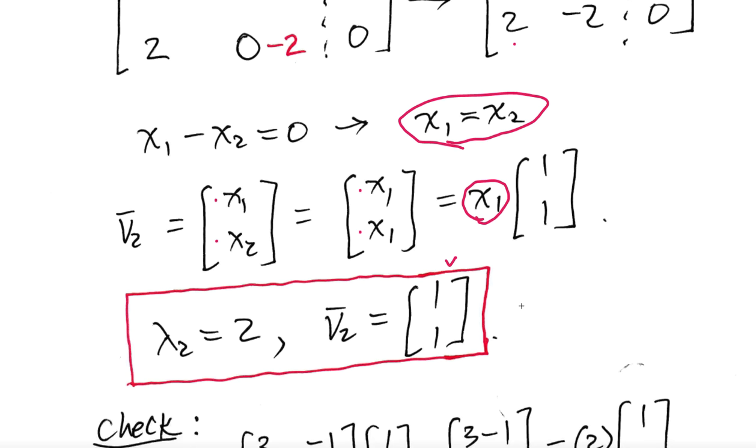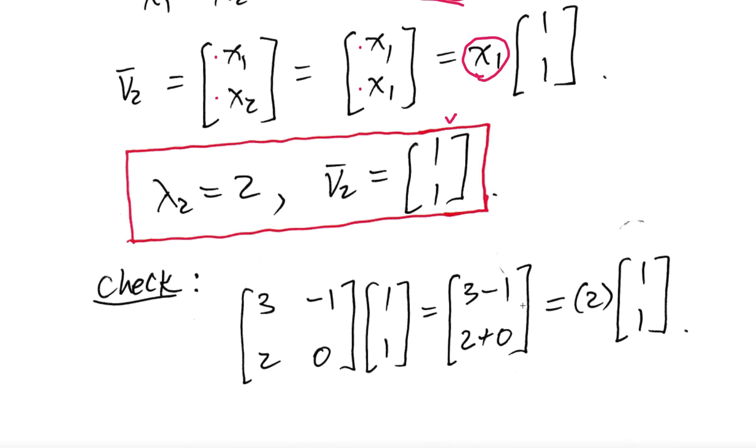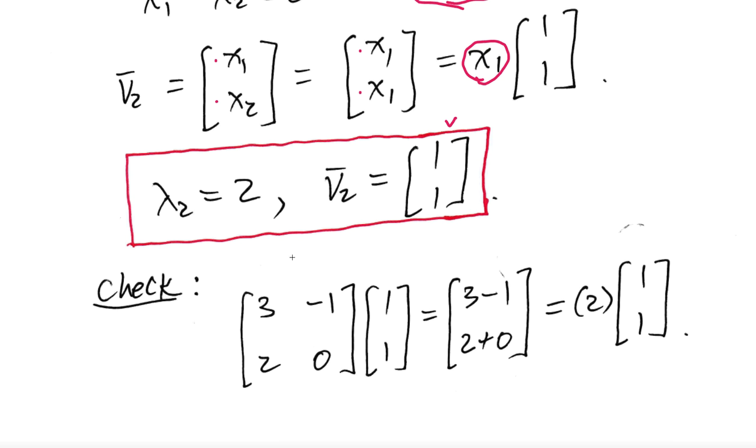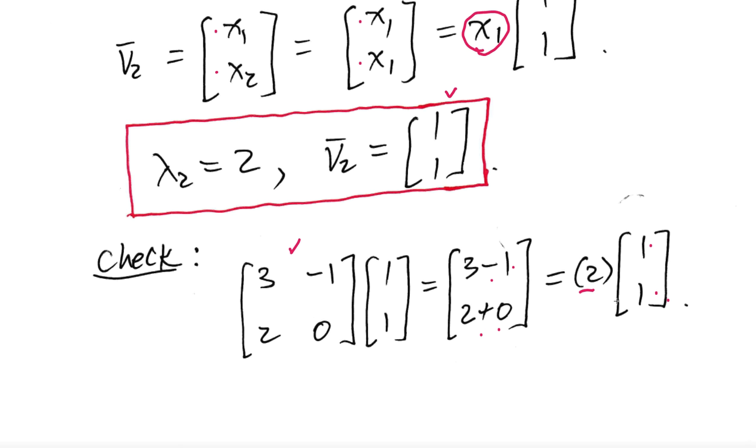Just before we leave here, let's check this and make sure it works. Back to the original form, here's my original matrix, 3, -1, 2, 0. Let's multiply that by 1, 1. You can see we've got 3 minus 1 and 2 plus 0. And that would be 2, 2, which is really 2 times 1, 1. So you can see this is correct. 1, 1 is an eigenvector of this matrix with corresponding eigenvalue 2.